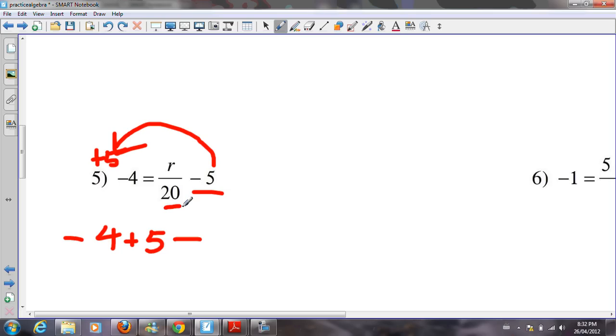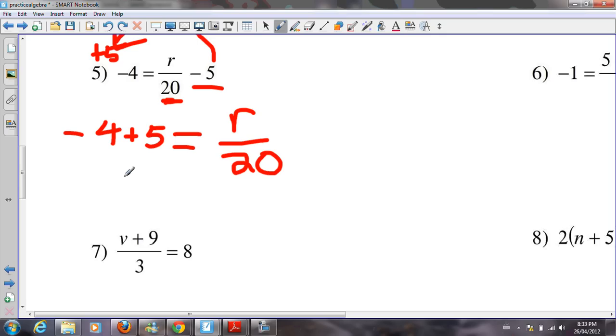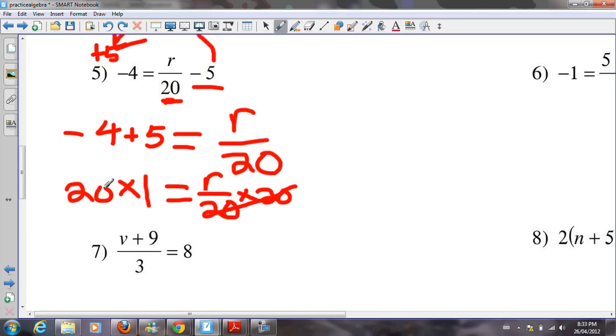equals, and remember this is still on that side, r over 20. So negative 4 plus 5, if you punch that into your calculator, is positive 1. And that equals r over 20. The only way to get rid of that divided by 20 now is to do the opposite, which is times it by 20. That will cancel it out. And of course, 1 times 20 is 20. So r will equal 20.